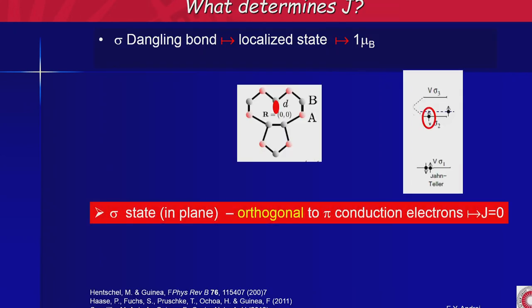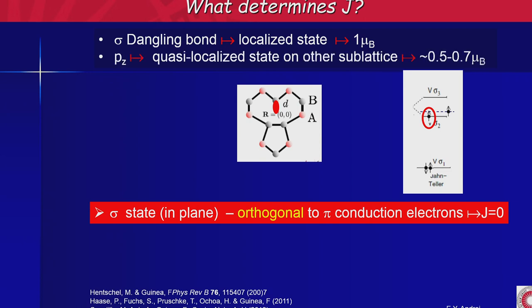So in order to understand that, let's go back and figure out where this comes from. We have one magnetic moment that comes from the dangling bond here. But that dangling bond is a sigma bond, and that's orthogonal to the pi electron. There should be no coupling. J should be zero. We cannot have screening. This magnetic moment cannot be screened by the conduction electron. J has to be zero for this guy. Can't have Kondo screening of this moment.